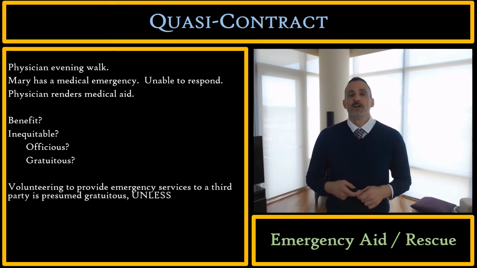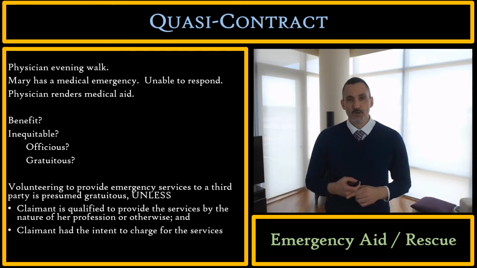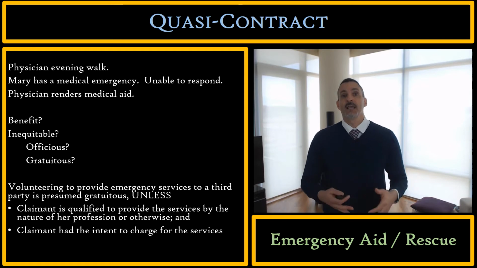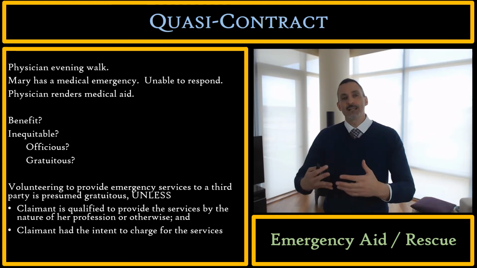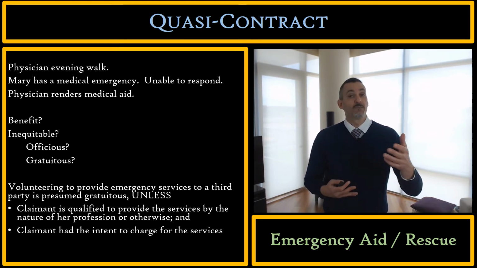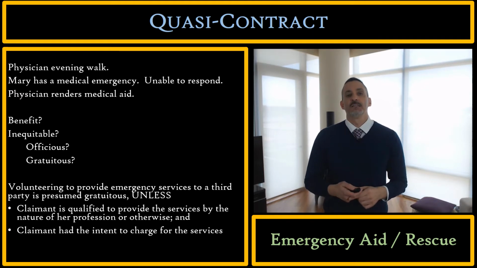When you volunteer to provide aid to someone, you are acting gratuitously unless, number one, you are qualified by license or profession to give that kind of aid, and two, you intended to charge for that aid. Now here, we have a licensed physician who administered medical aid to Mary, so it qualifies under that first element. The second element is more factual. Did the physician intend to charge Mary when she administered the medical aid to her?